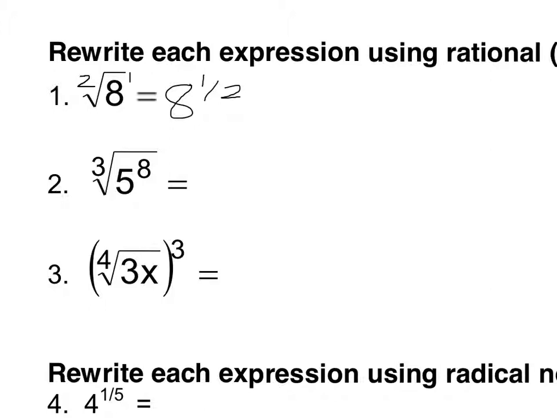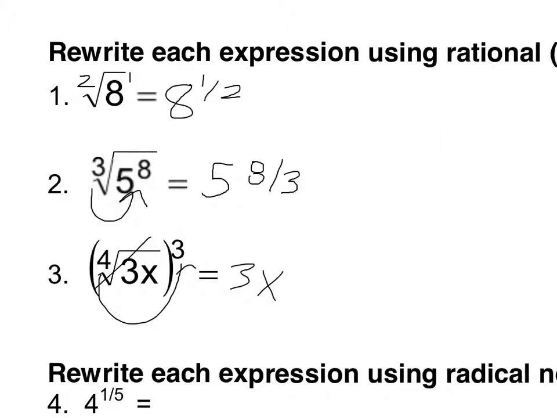Okay, now for number 2, it's the same thing, except your index is already there, which is a 3. So you just take your index and you put it under the exponent. So your answer would be 5 to the power of 8 over 3. In number 3, the index is 4 and it goes under the exponent, which is 3. So I'll write that. There we go. Then your radical sign cancels out, so the answer would be 3x to the power of 4 over 3.